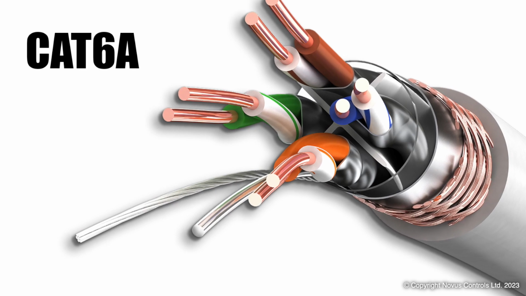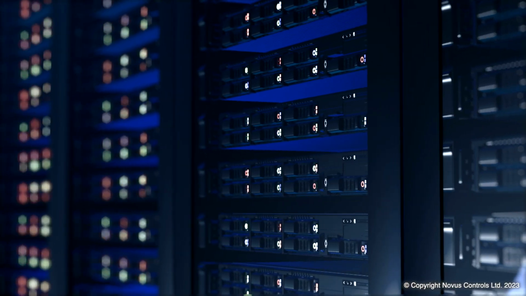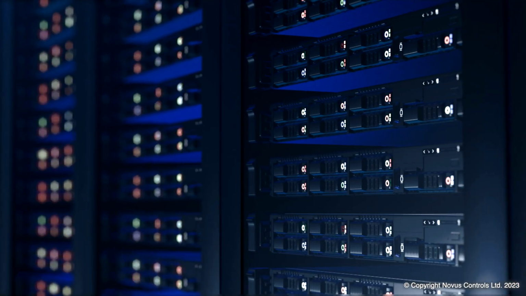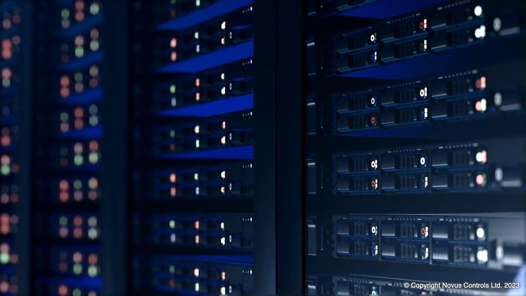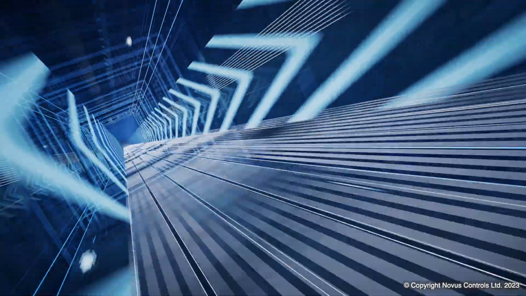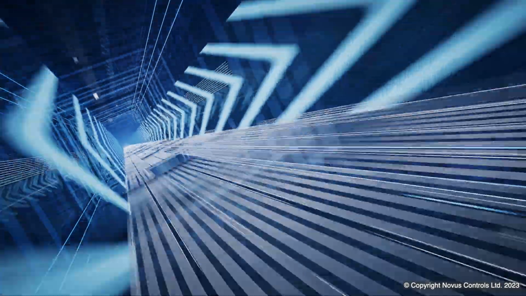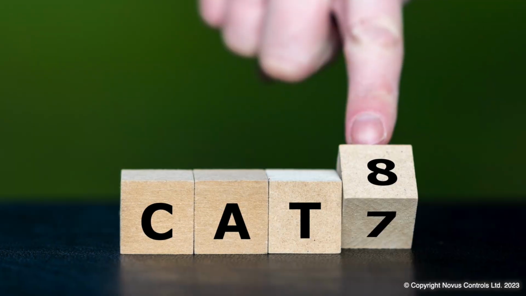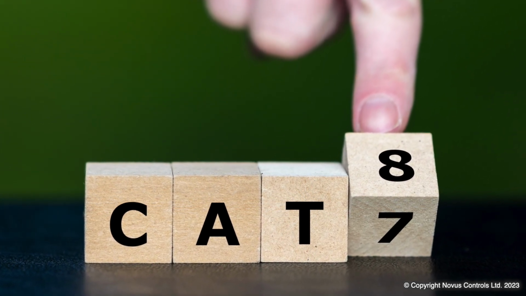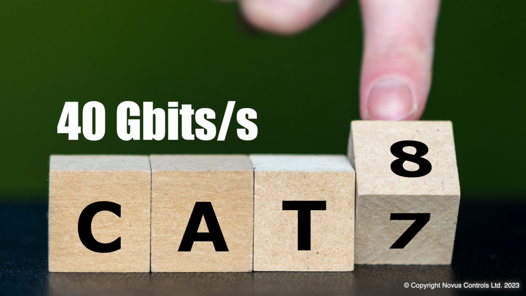The A stands for augmented, and this cable category fully supports 10 gigabits per second transmission speeds at a frequency of 500 MHz. Cat 7 and Cat 7a cables are also available, both supporting similar transmission speeds to Cat 6a but at higher frequencies, 600 MHz and 1 GHz respectively. The latest standard is now Cat 8, which has an astonishing transmission speed of up to 40 gigabits per second and an upper frequency of 2 GHz.